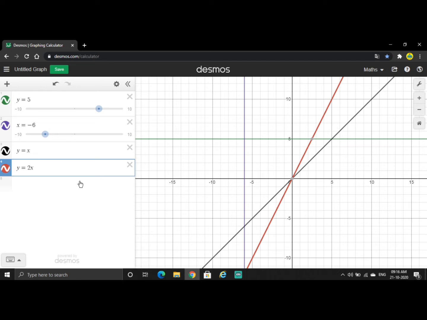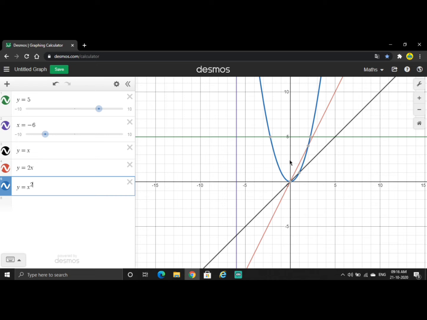Okay, then the next question was: find out all the points in this plane whose y coordinate is the square of its x coordinate. So here I am writing y equals x raised to power 2. So these are the points. Okay, so all the points on this graph have their ordinate as the square of its abscissa.